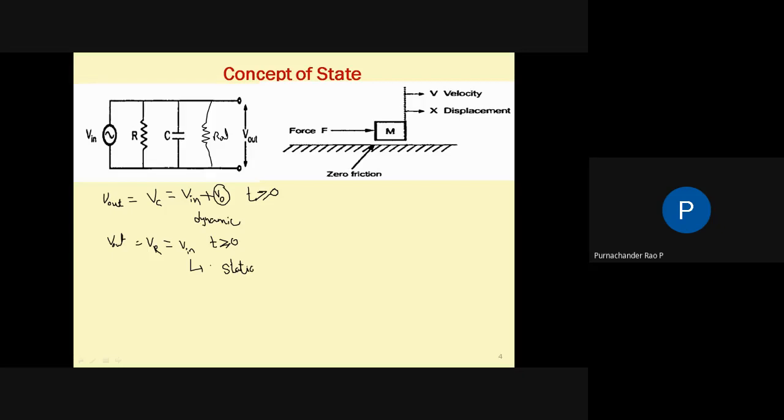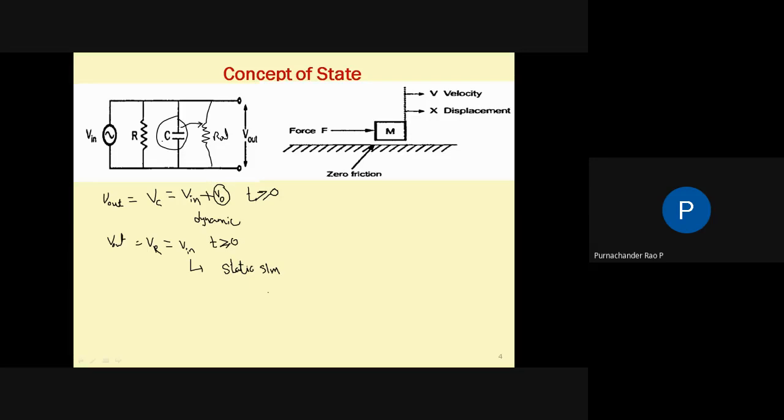If the capacitor is replaced by a resistor here, your output voltage will be constant and equal to V input only. This type of system is called a static system. As the time progresses, there is no change in the voltage, so the voltage will be constant, equal to the input voltage. Your output voltage depends only on the input, and that's why this is called a static system.